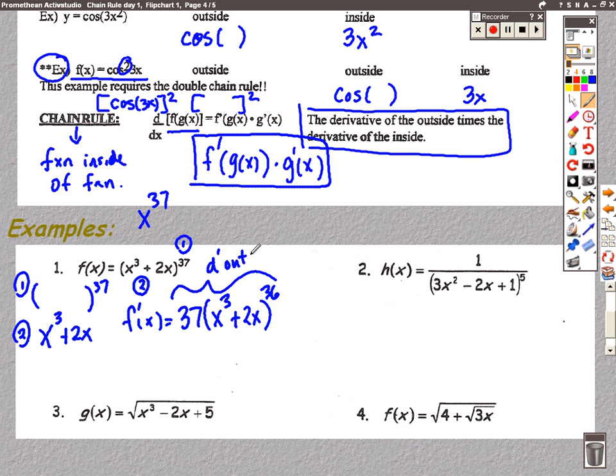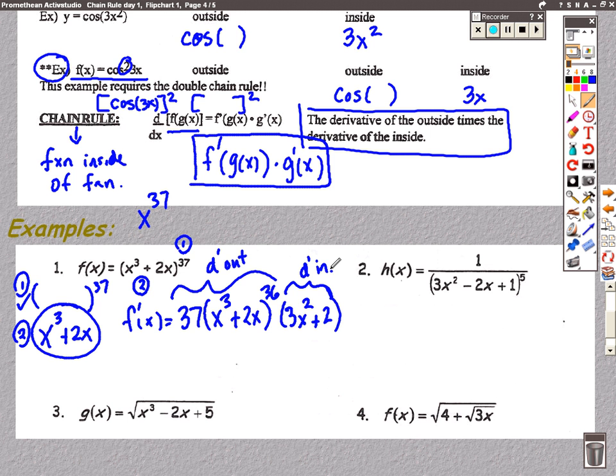So we've taken care of this function. Now we're going to multiply by the derivative of the inside. So we're just simply taking the derivative of this function, which is pretty easy. The derivative of that function would be 3x squared plus 2. And there's really no cleaning that we can do. That's simply the derivative. And this piece over here is the derivative of the inside.